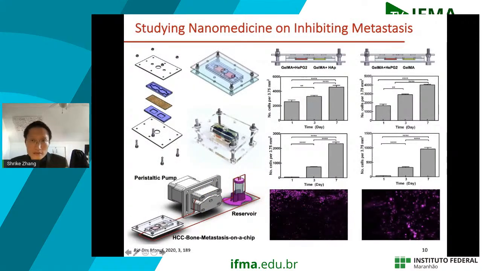All right, so another simple example is we have been using these multi-compartmentalized devices to look at cancer metastasis. So what happens here is that you have a liver chamber, for example, on the left that's based on GelMA hydrogel, but on the right you have a bone-like chamber that's containing either pure GelMA or GelMA plus this bone mineral hydroxyapatite. So this is more mimicking the bone microenvironment, and you can see with this configuration, you can have much more migration, or metastasis, of the liver cancer cells into the secondary bone site.